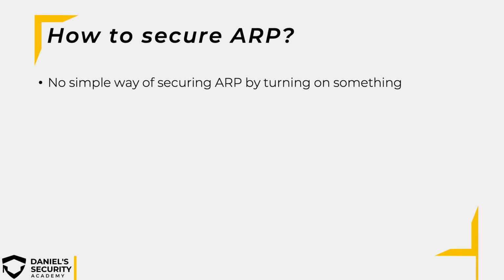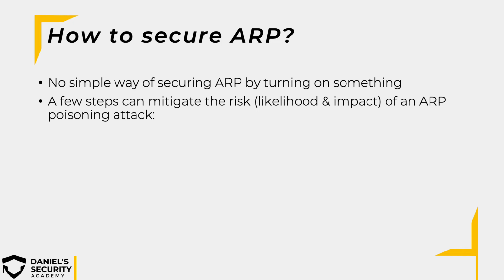And lastly, I don't only want to talk about the problems, but I also want to talk about solutions. So how can we actually secure the ARP protocol? The problem is there is no simple way of securing the ARP protocol. There's nothing like you can turn on a feature, like encrypting DNS traffic over TLS or whatever you want to use. No, there is no feature like this. But there are a few steps that can mitigate the risk, both the likelihood and the impact of an ARP poisoning attack. And I put 5 together here, which I want to present to you.